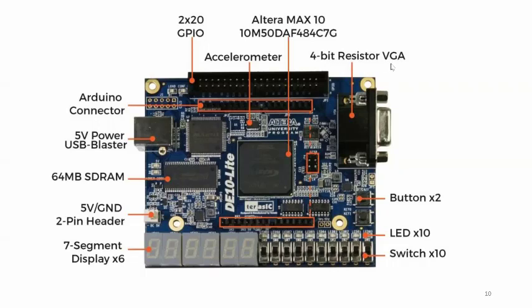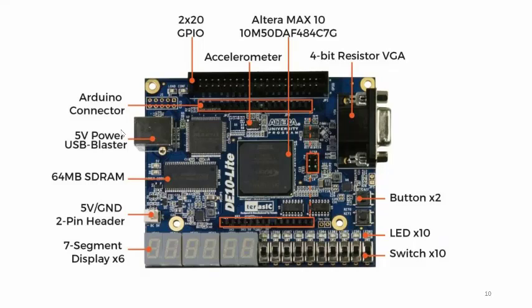4-bit resistor VGA, I can connect here VGA. I have here 40 general purpose input output. Each pin in here can work as input output port. Can work input, can work output. Arduino connector, if I want to connect it to Arduino, and this is 5-volt supply, goes in here.